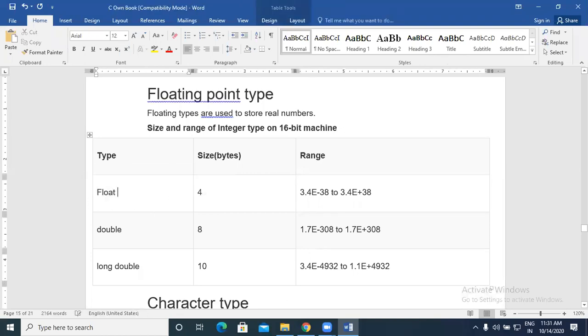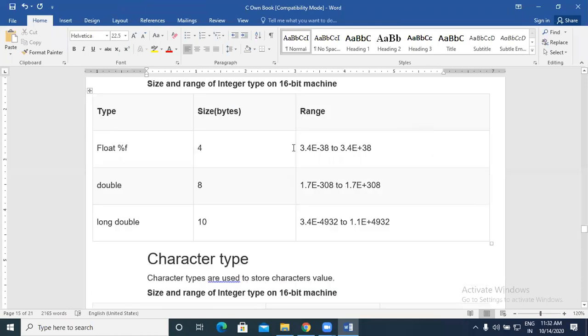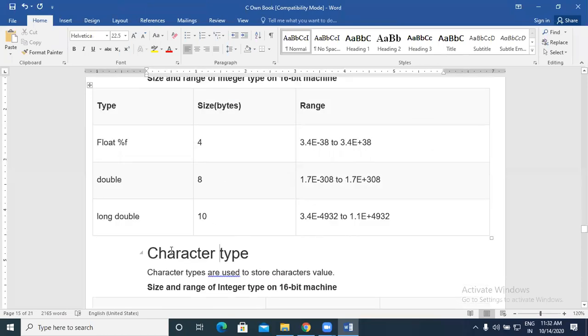If you wish to use that, then we can use percentage %f, that is the identity of the float data type, right? It occupies 4 bytes in memory, and the range is 3.4e minus 38 to 3.4e plus 38. So that is the range of it.